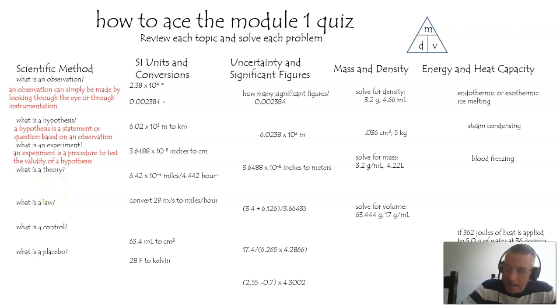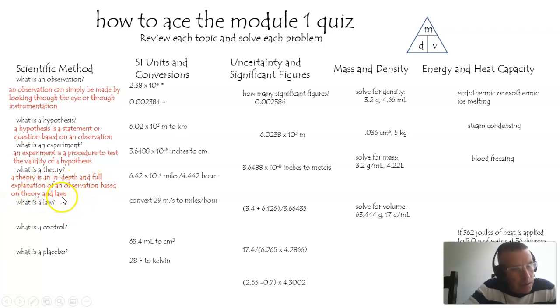What's a theory? I usually say that's an answer based on a lot of information, right? And what they say is it's an in-depth and full explanation of an observation based on theory and laws. It's surprising they don't say it's based on experiment. I would add that as well.